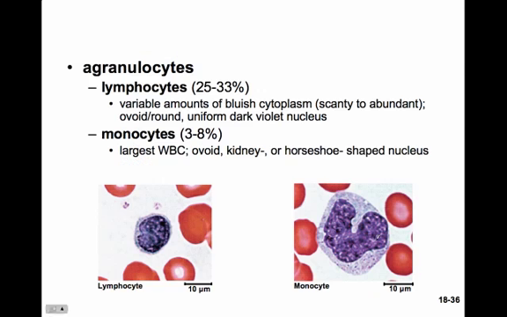The agranulocytes, still having granules but not ones that we can really see, are called lymphocytes and monocytes, the majority being lymphocytes that we see here on the left. They have various amounts of bluish cytoplasm and an ovoid, round, uniform dark violet nucleus. The monocytes are the largest white blood cell. They have an ovoid, kidney, or horseshoe-shaped nucleus.